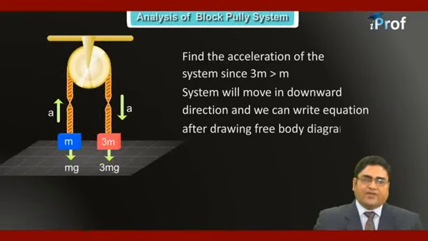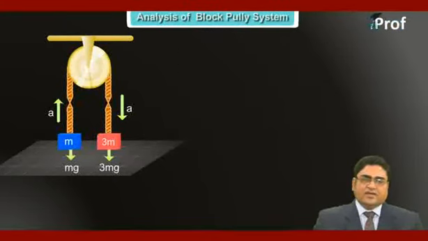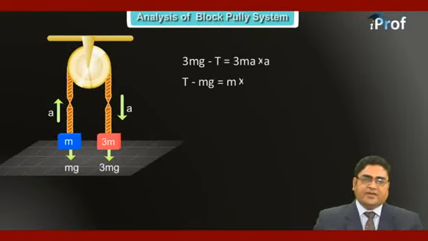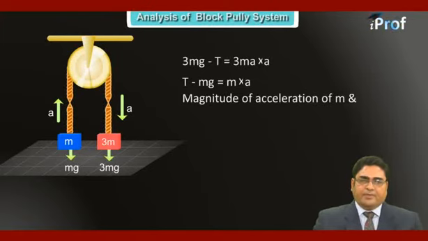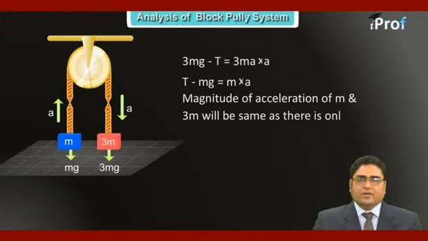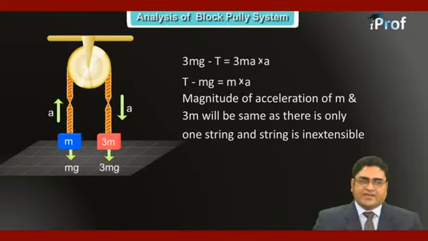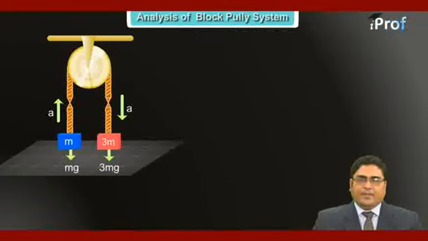We can write equations after drawing free body diagrams like this: 3mg minus T equal to 3m into a, T minus mg equal to m into a. The magnitude of acceleration of m and 3m will be same, because there is only one string and string is inextensible. So here acceleration is 2mg upon 4m, that is g by 2.